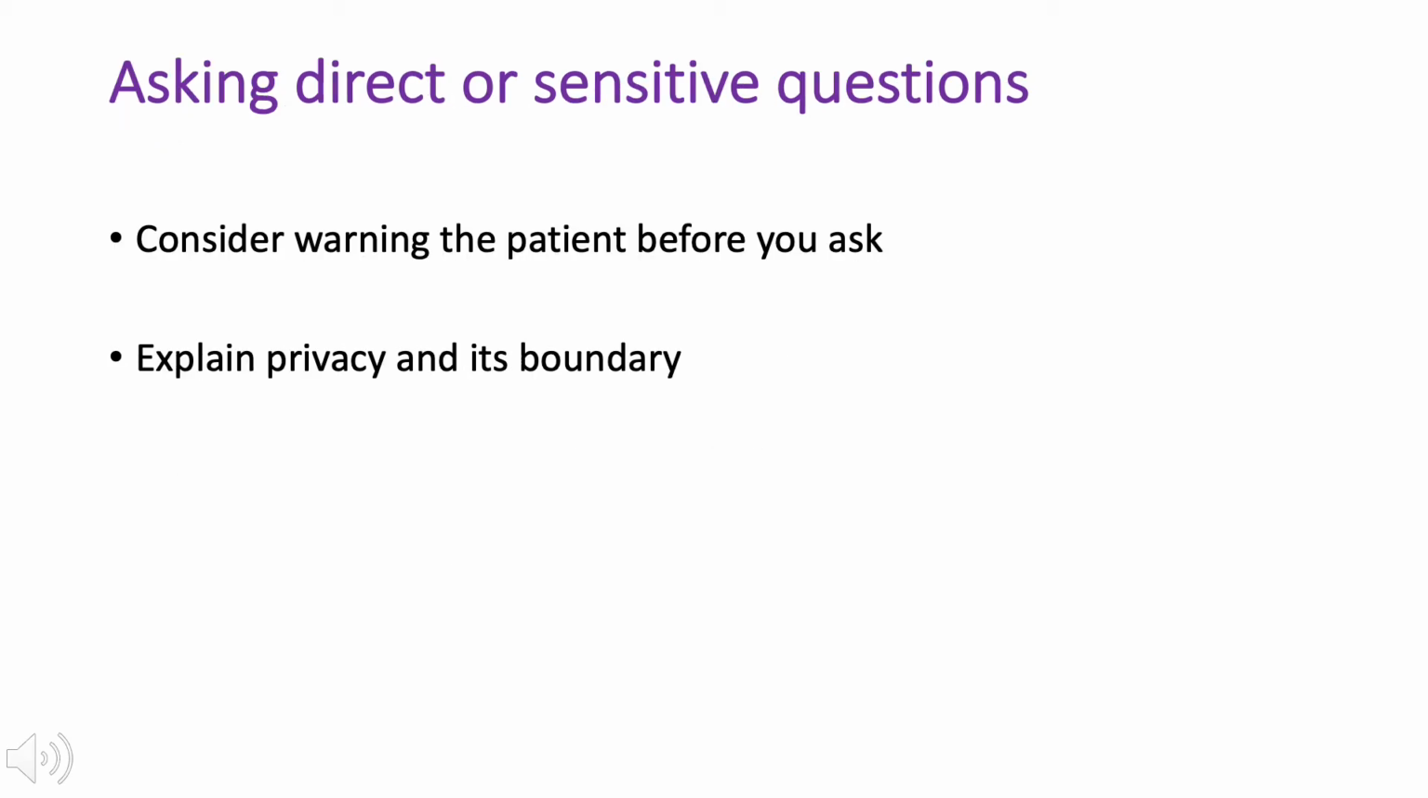When you want to ask about sensitive or private issues, such as sexuality, you should warn the patient before you ask anything. And you should also explain the privacy and its boundary. For example, you can say, "Now I'm going to ask you about some sensitive questions. I can assure you that whatever you say is confidential and stays between us, unless there's a danger to you or others."